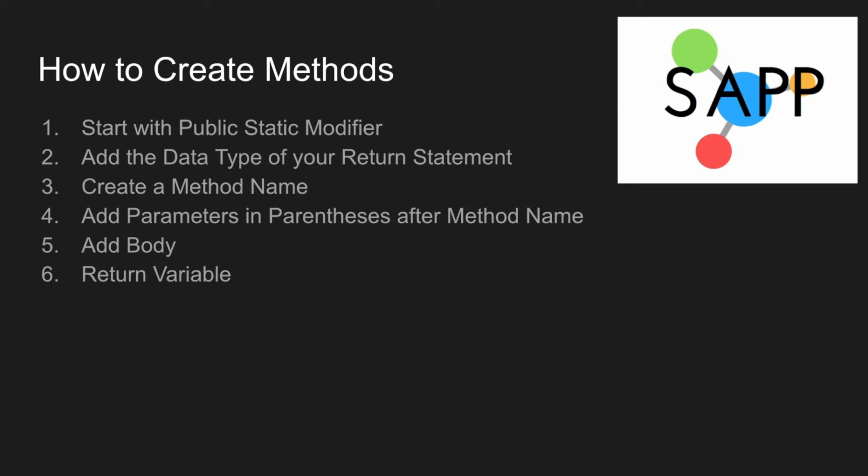Finally, how to create methods. In order to create user-defined methods, you have to start with public static, and that is your modifier. Then you add the data type of your return statement. Data types include integers, strings, any type of variable in Java. Then you create a method name for what you want your method to do. Then you add parameters in the parentheses after the method name. These are the variables that will be accounted for in the method. Then you add your body. So you add print statements, objects, and functions in the body. Then you finally return the variable which you want the console to publish.